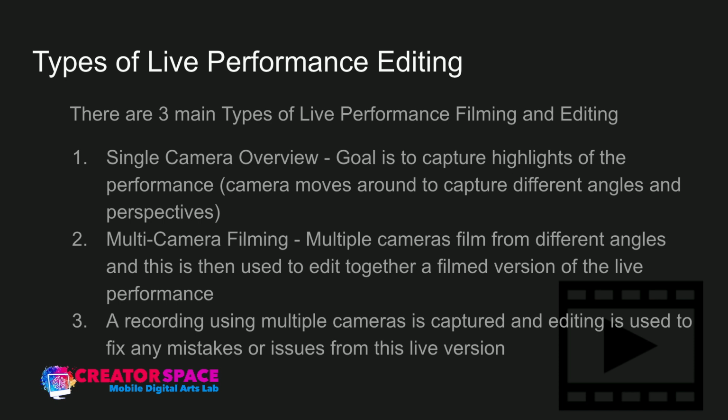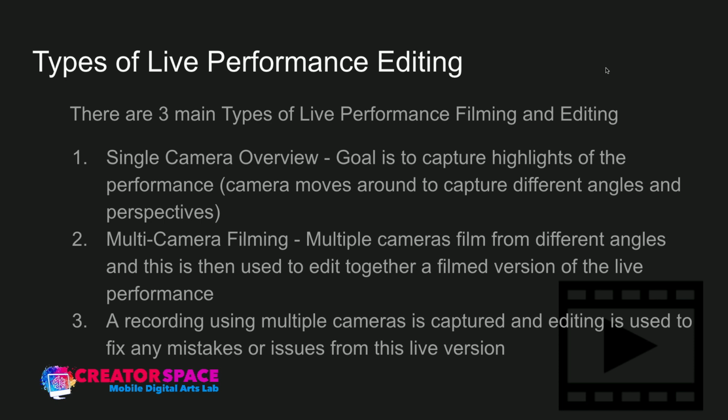So number one, single camera overview. The single camera overview is really just one camera that's there to capture highlights. It moves around, capturing different angles, different perspectives, things like that. The single camera overview is a fantastic way to capture the performances, and really, you're getting highlights. So that's one way, and with one camera, it's pretty straightforward editing.